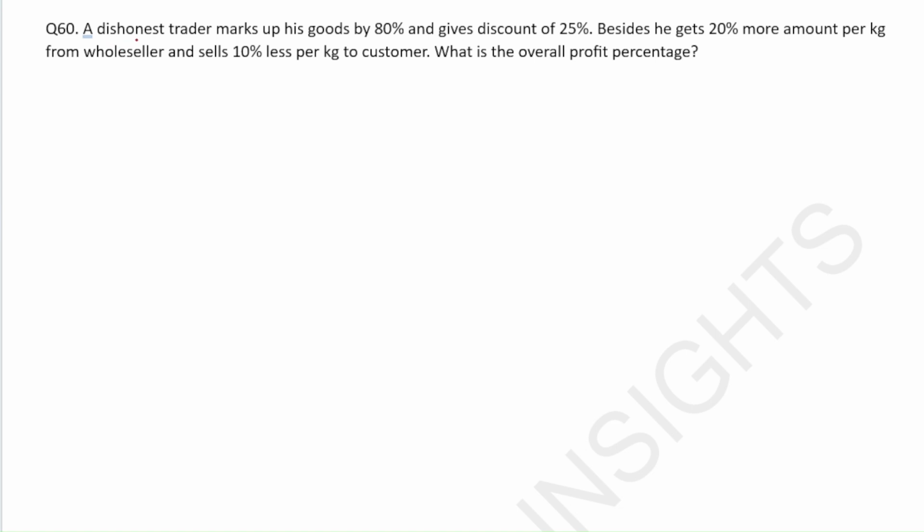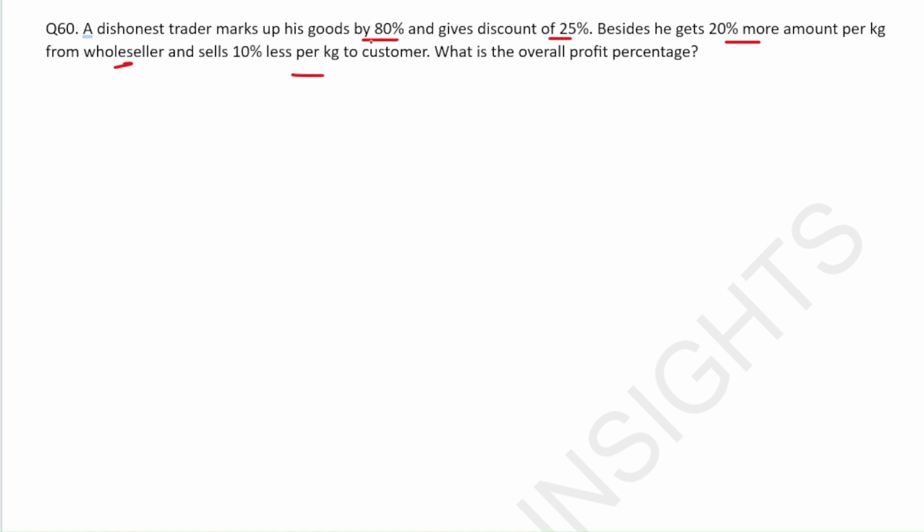So in this question, a dishonest trader marks up his goods by 80% and then he gives a discount of 25%. Besides, he gets 20% more per kg from the wholesaler. That means this trader deceived the wholesaler also, and then he sells 10% less per kg to the customer. So what is the overall percentage?